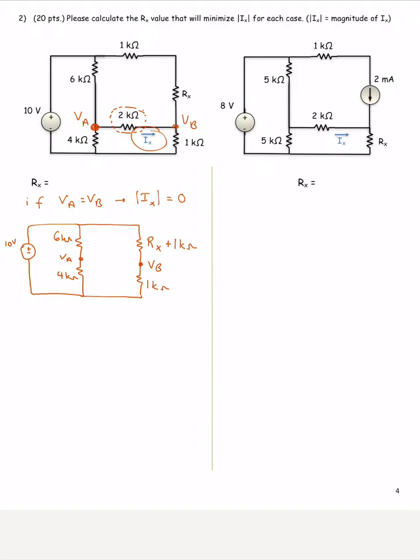how can we calculate VA? VA is going to be, if we assume that this is our reference, the top is 10 volts. VA turns out to be just a voltage divider. It is 4 kilo ohms divided by 6 kilo ohms plus 4 kilo ohms times 10 volts. That equals 4 volts. So if this is the case, we can say that VB equals 4 volts.